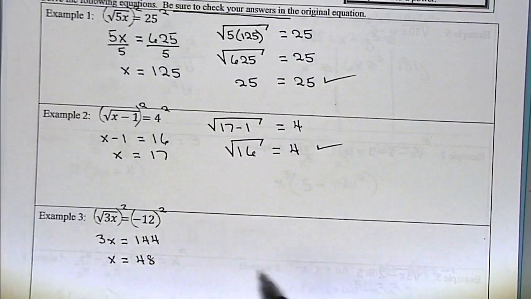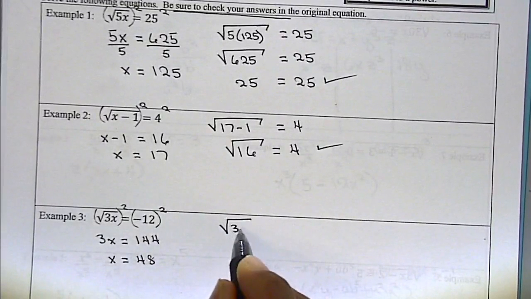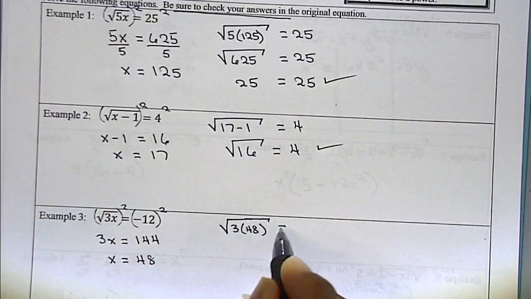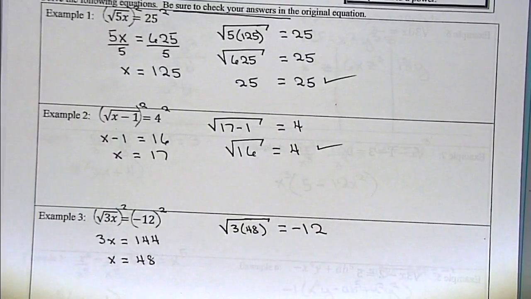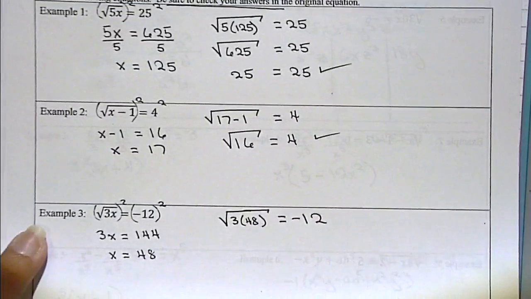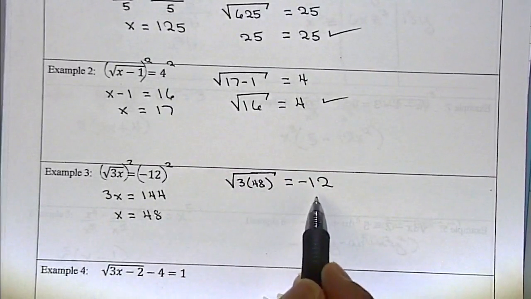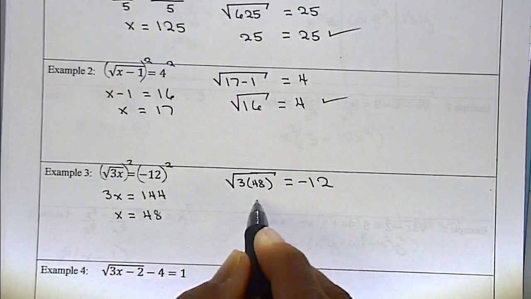And I plug it back in. Square root of 3 times 48 is equal to negative 12. Look at this equation. Is the square root of a number ever going to equal a negative? Never. This one doesn't have a solution. This one didn't work. Do you understand why? The square root of this number is never going to be negative. Right? No solution.